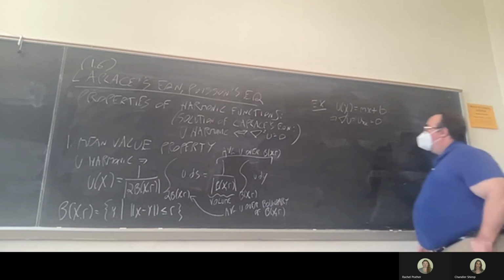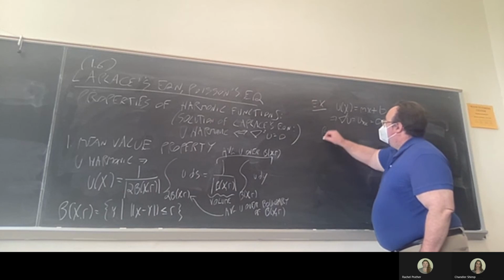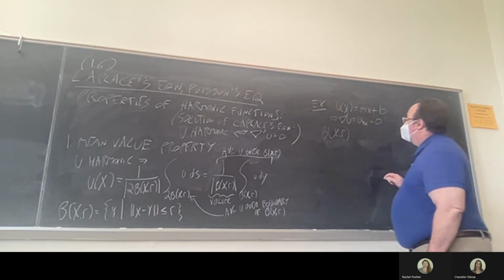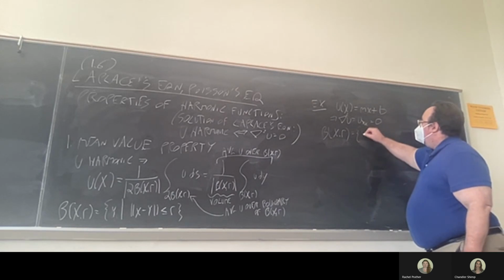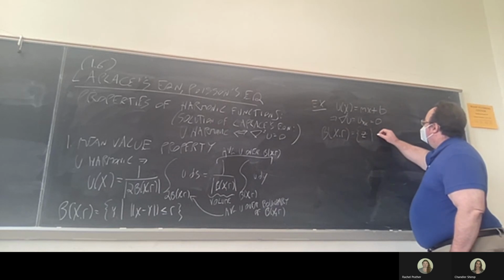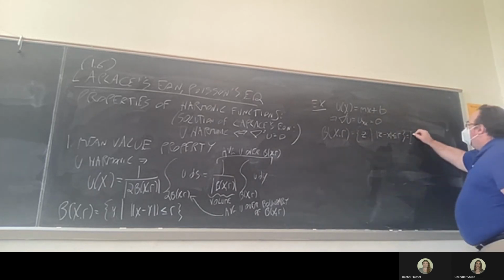Now, in one dimension, the ball with center x and radius r is the set of all y. Actually, I can use a different letter. Let's use z, such that |z minus x| is less than or equal to r. So it's just the interval x minus r to x plus r.